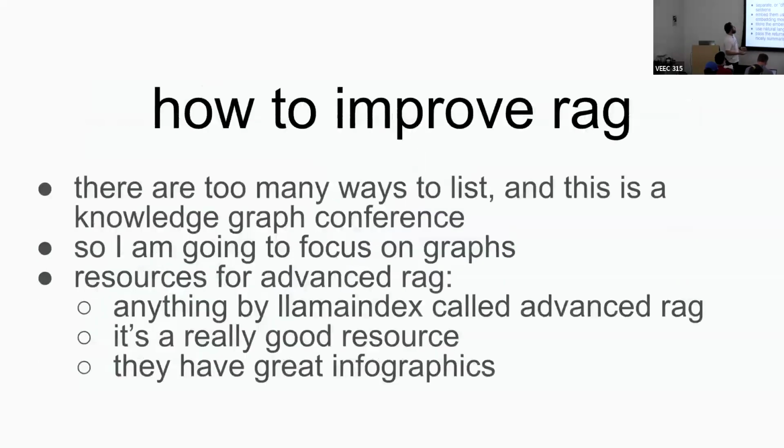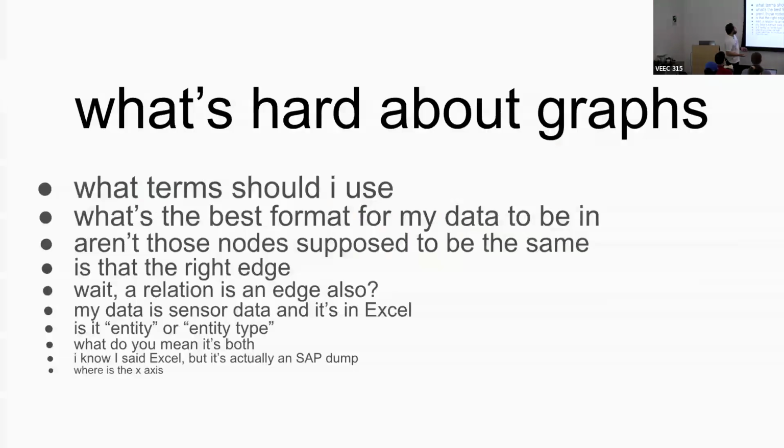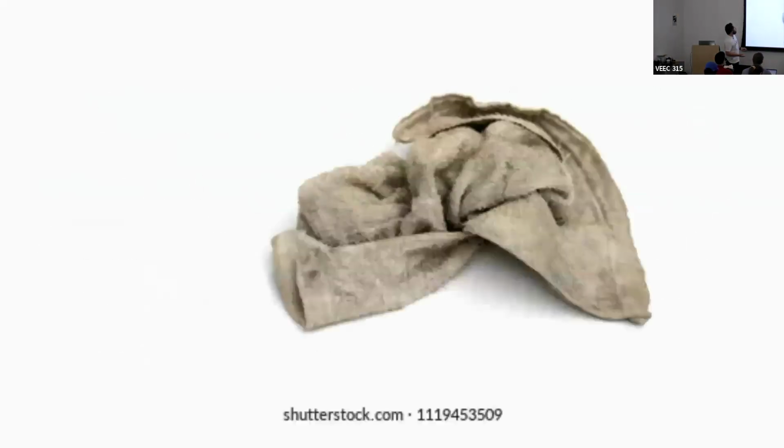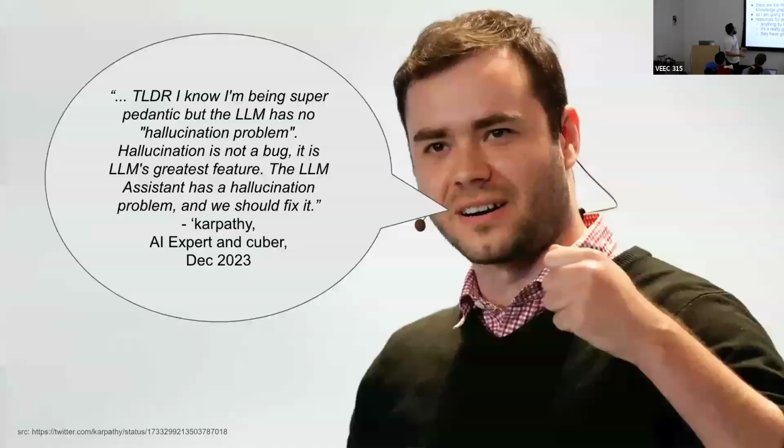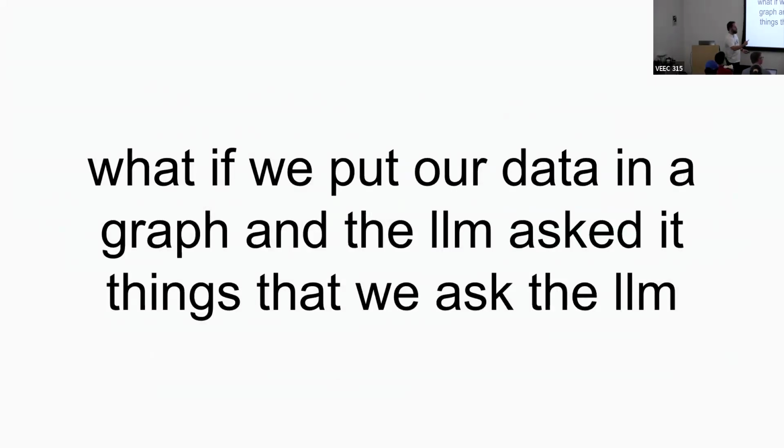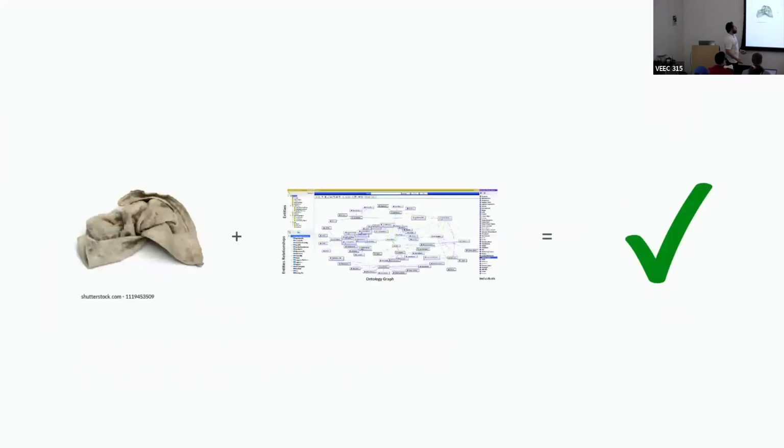If I go back to my point here, I said just like LLMs can do this, what if we put our data in a graph and the LLM asked it things that we asked the LLM? That would be great if our graph was really good. And this is a really good goal to aim at and a difficult thing to achieve. It's better than just basic RAG. But this is the kind of process that we're looking at if we look at graph RAG. And it doesn't apply to everything.